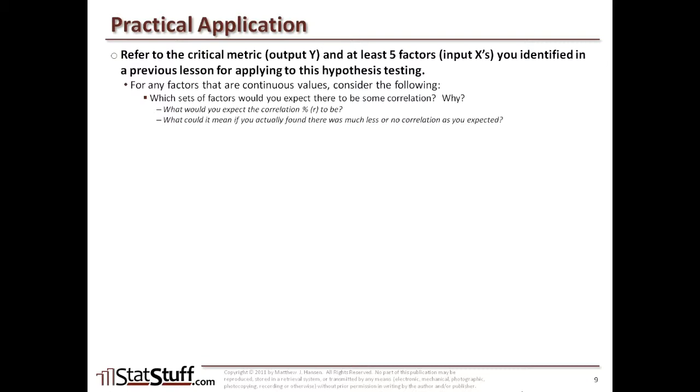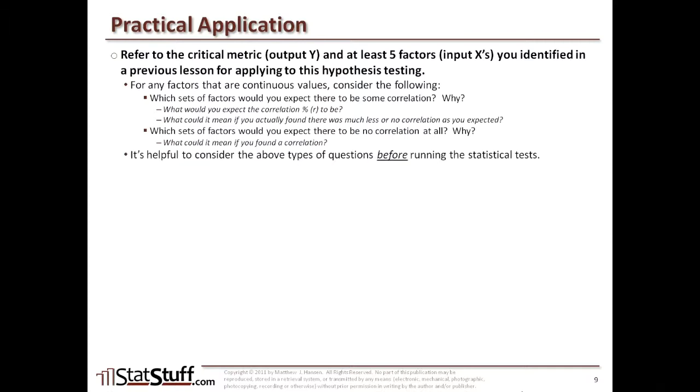And what could it mean if you actually found that there was much less, or maybe no correlation, as you had expected? And which sets of the factors would you expect there to be no relationship at all, and why would you expect that? And what could it mean if you did find a correlation? As you consider these types of things, it's important to try to consider this ahead of time, before you actually run the statistical tests.